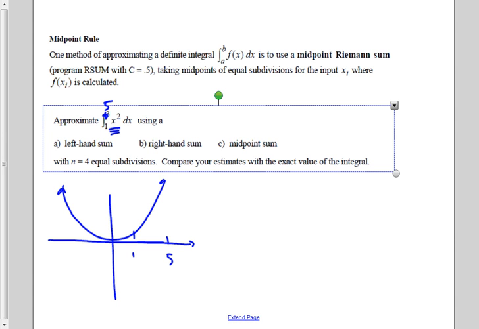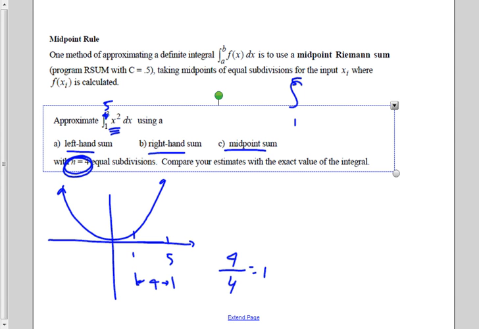And when we do that, we're going to use both left hand and right hand sums and a midpoint sum. We're going to do it with n equals 4. So first of all, we notice that since we're integrating from 1 to 5, the base that I'm looking at in total is 4. And since I'm going to have 4 rectangles, if I look at my base, 4, divided by the number of rectangles, 4, each rectangle is going to be of width 1.